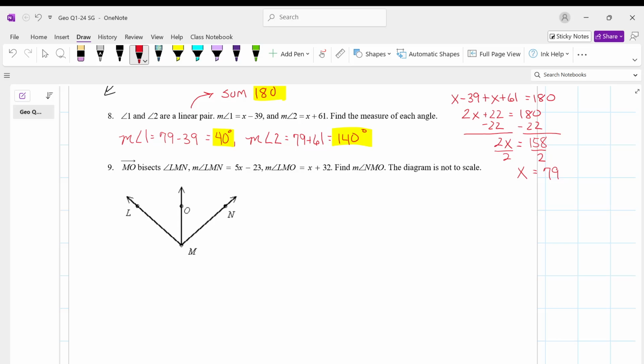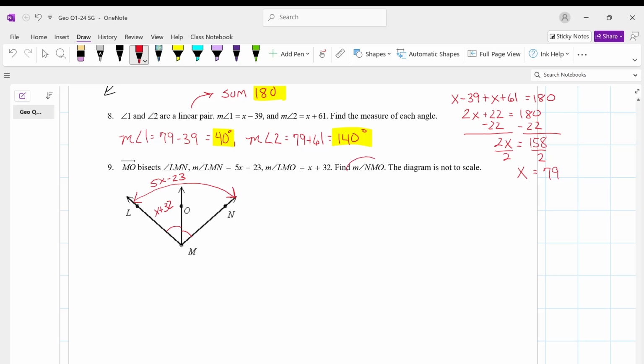All right, again, MO bisects. Bisects means splits in half, right? MO, this ray right up the middle, bisects LMN. So these two angles are congruent. LMN, this big angle, so be careful here. The big angle is 5x minus 23. LMO is x plus 32.